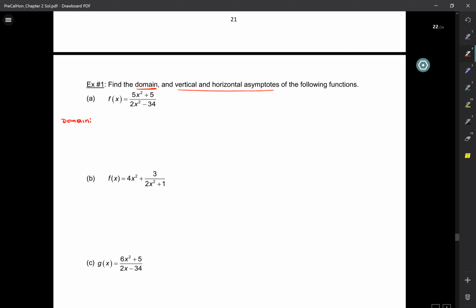Remember, the denominator cannot be 0. So 2x squared minus 34 cannot be 0. 2x squared cannot equal 34. X squared cannot equal 17. So when you take a square root, x cannot equal plus or minus the square root of 17. So what's the domain? Well, it's negative infinity to negative root 17.